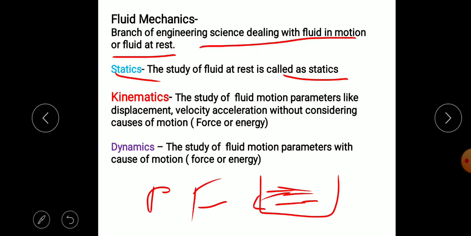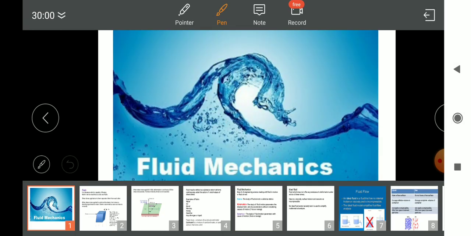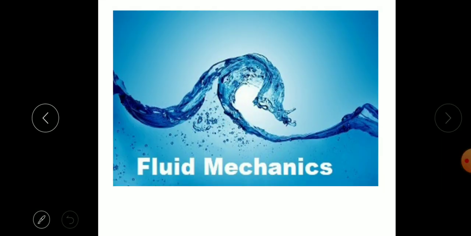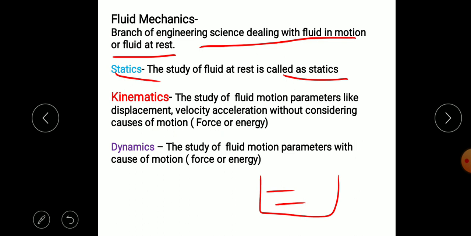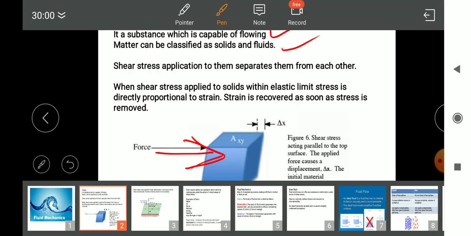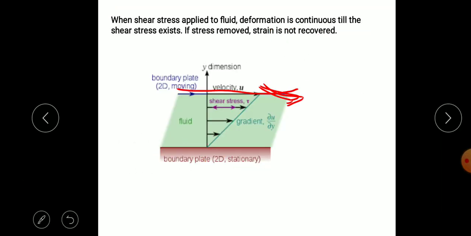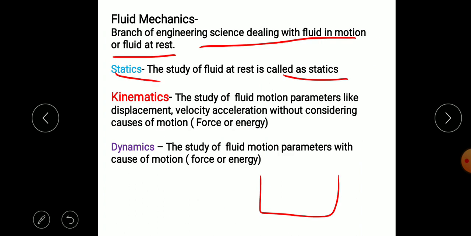Second branch of fluid mechanics is kinematics. In kinematics, we consider that fluids are capable of flowing. So in kinematics, we are considering the flow parameters.